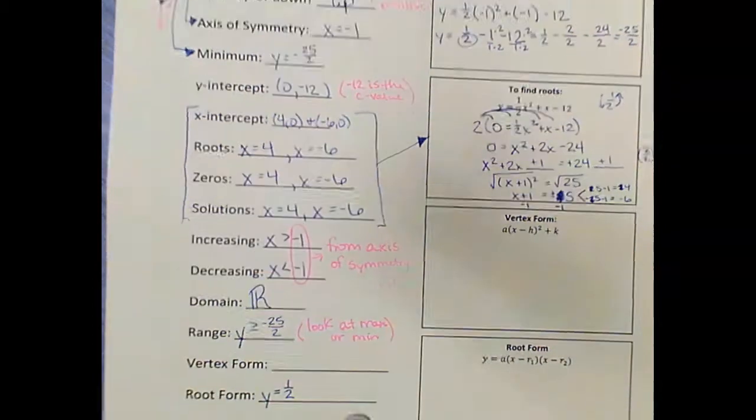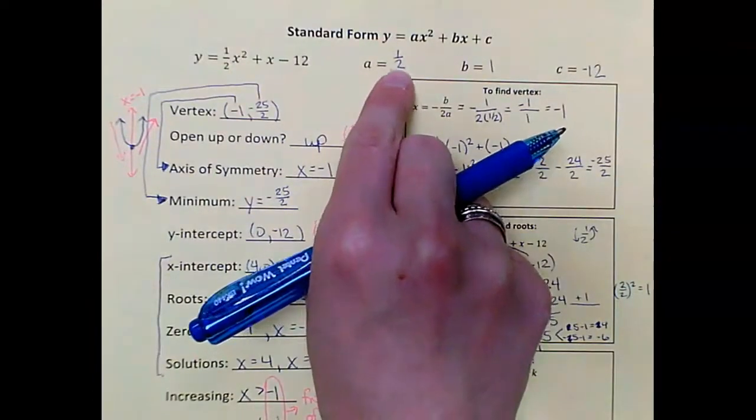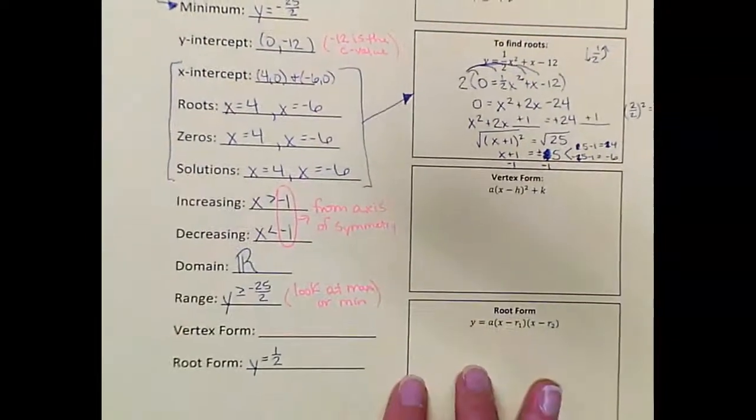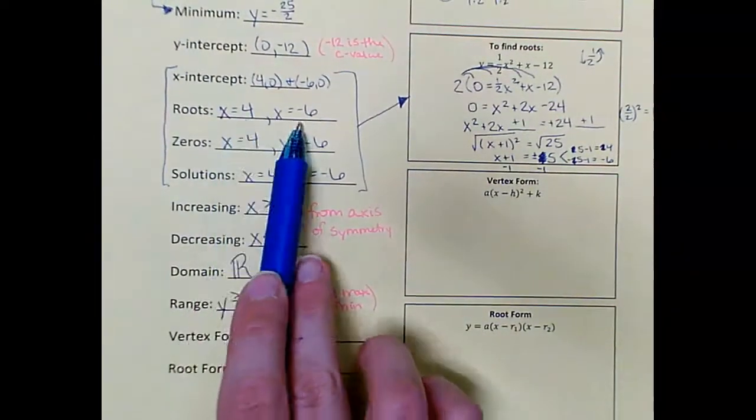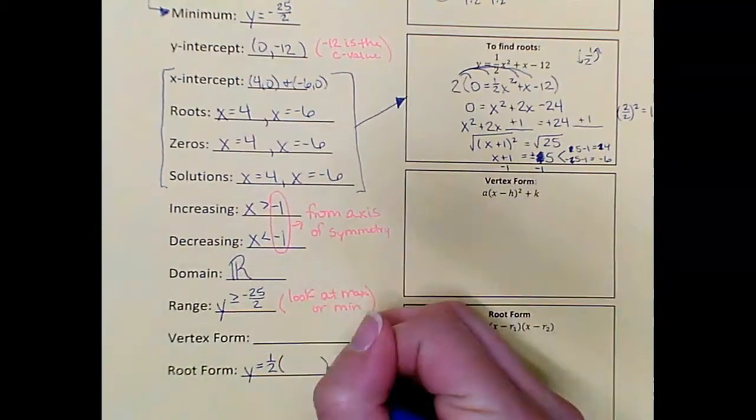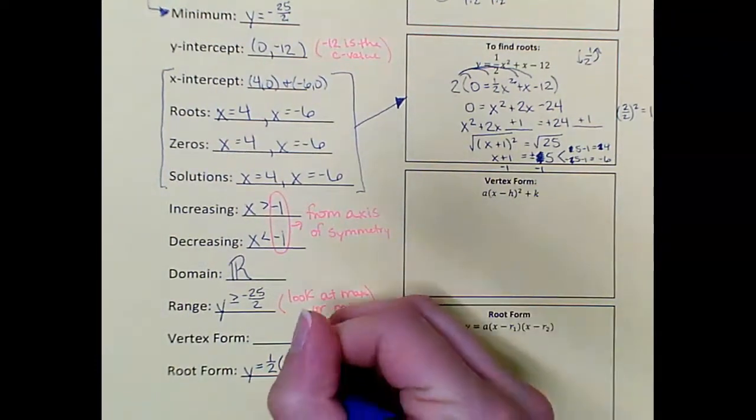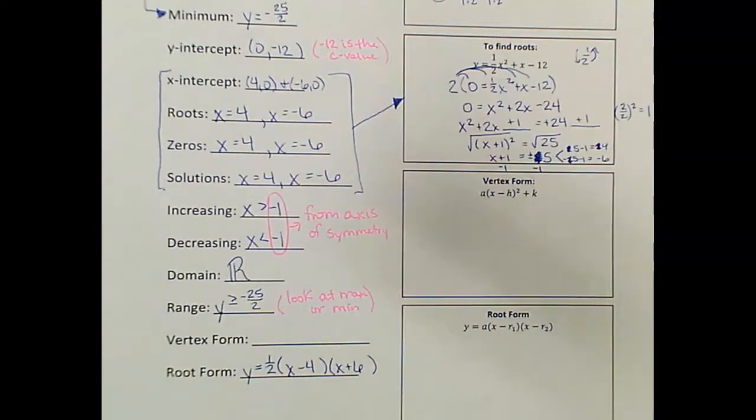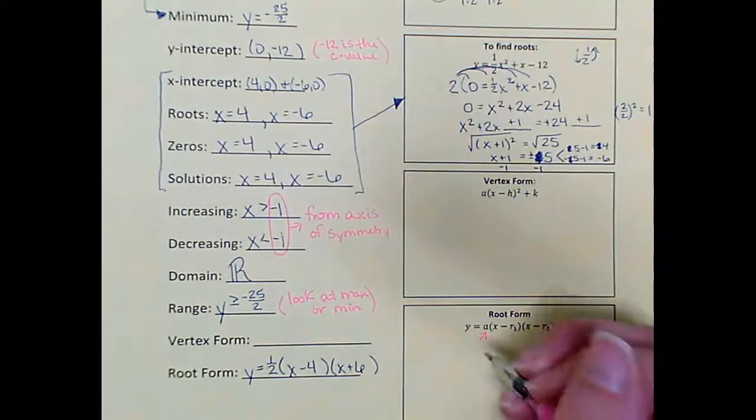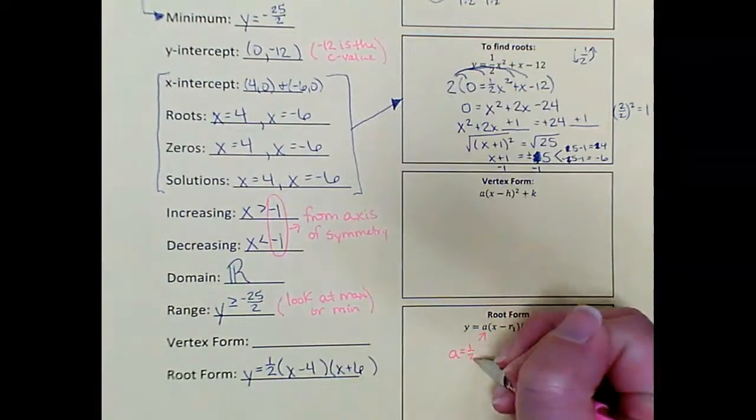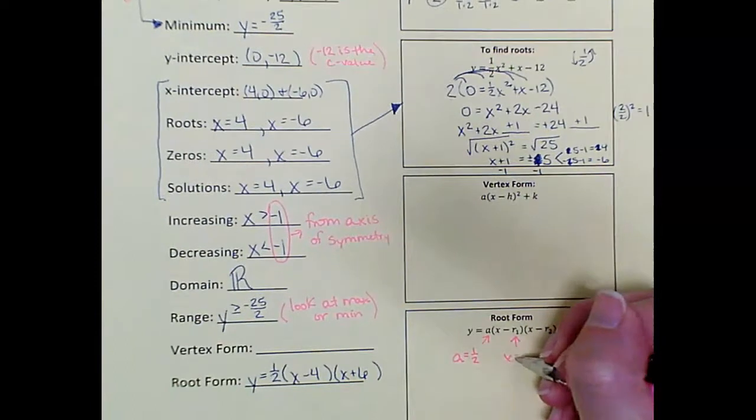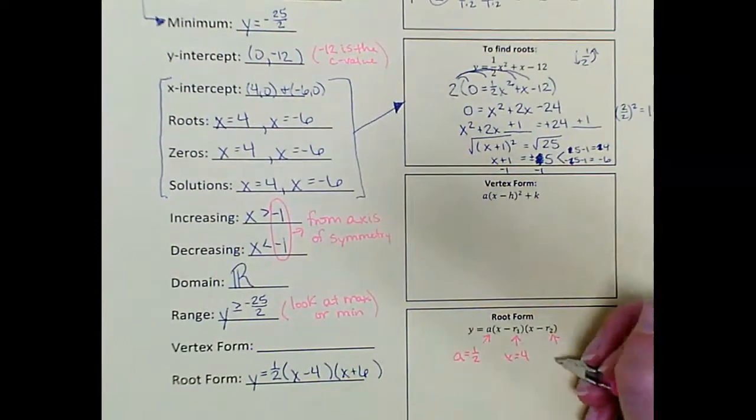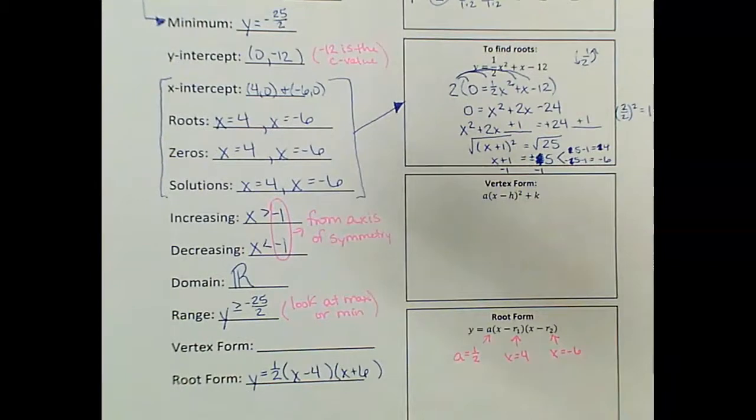That's your A value, remember, up here. And then the two roots were 4 and negative 6. So I changed the signs and I put them in factors. So x minus 4 and x plus 6. So for root form, make sure you use the A value that your problem came with, one of your roots that the problem came with, and the other root that your problem came with. That's how we got our root form.